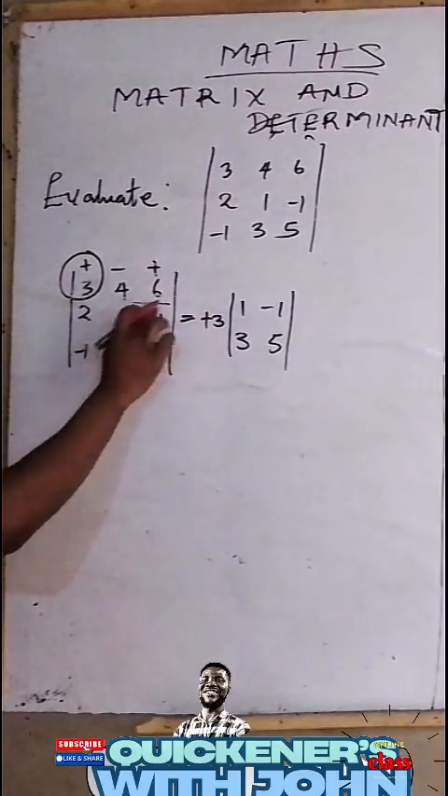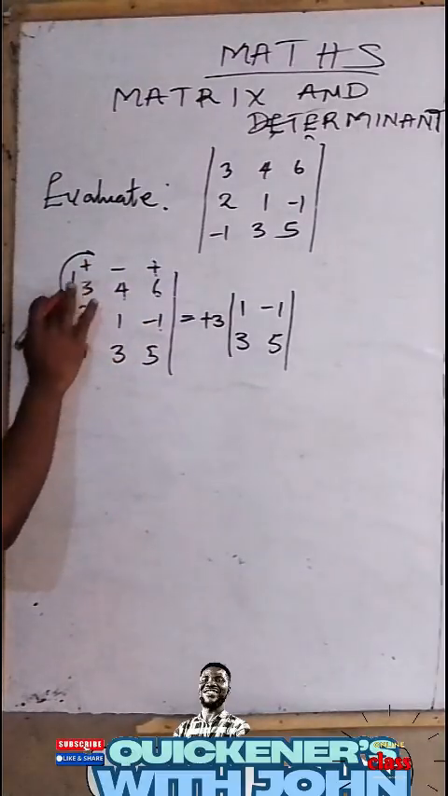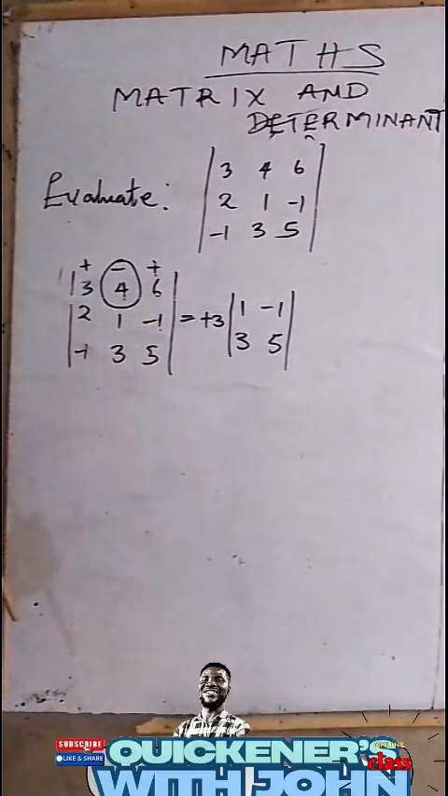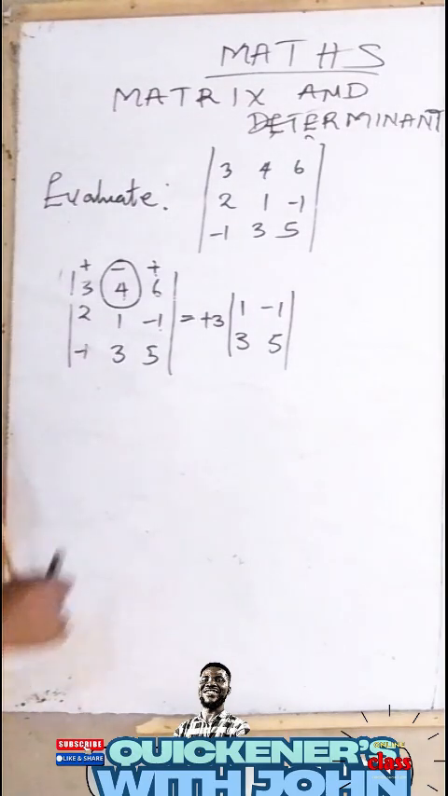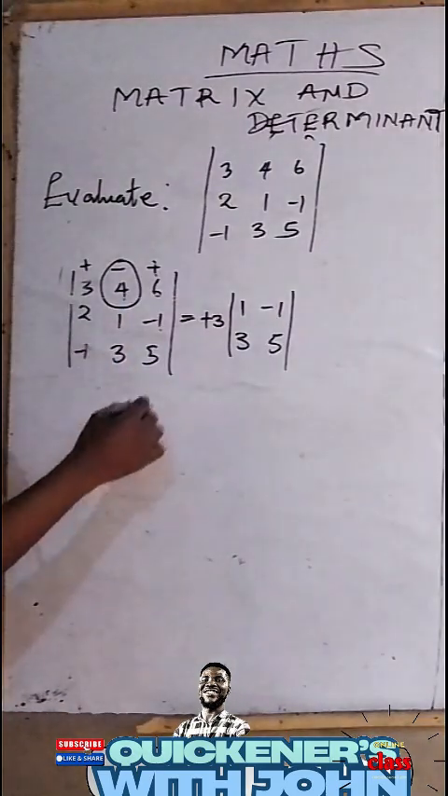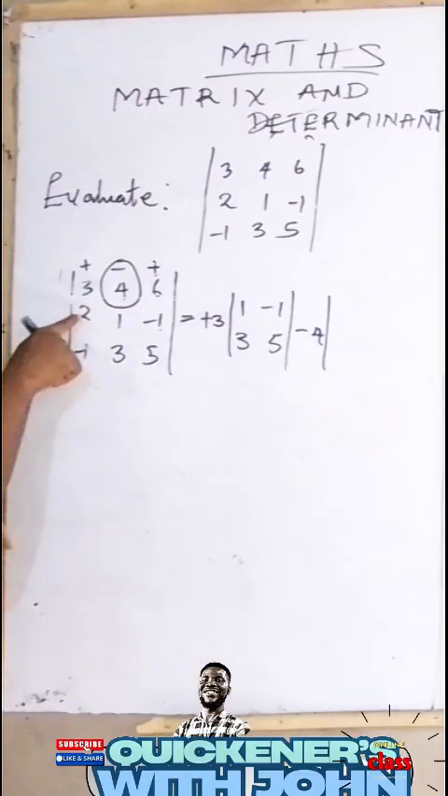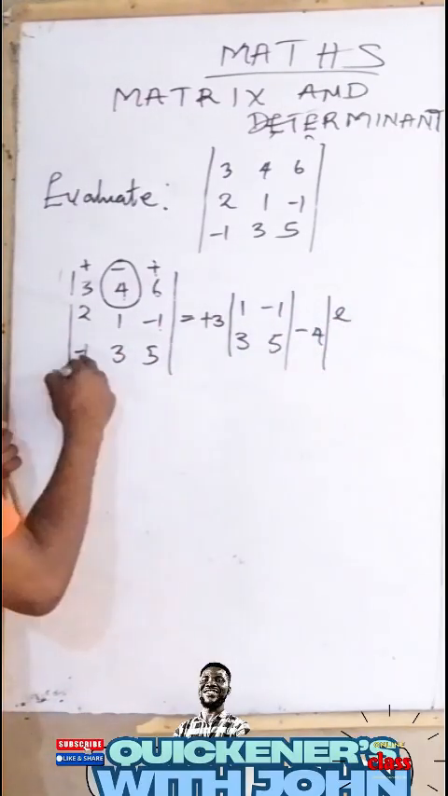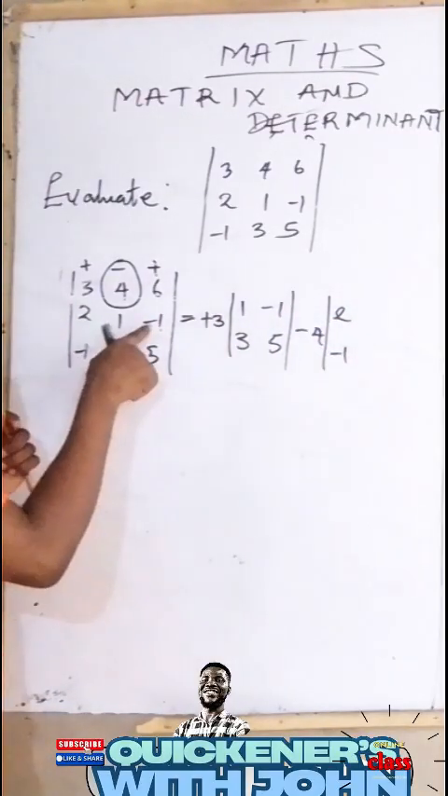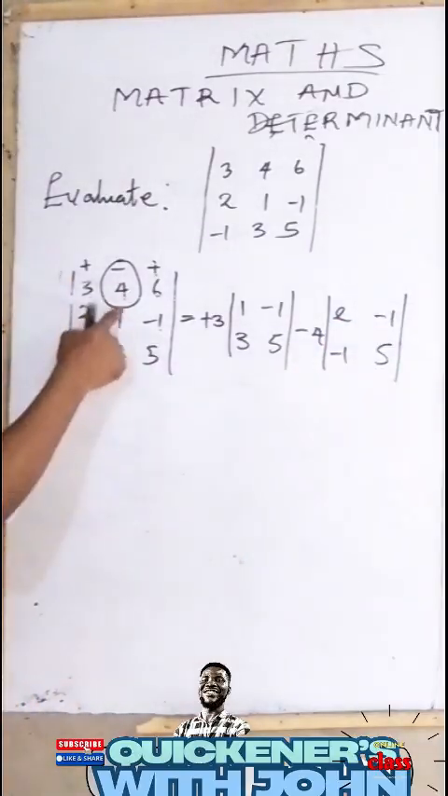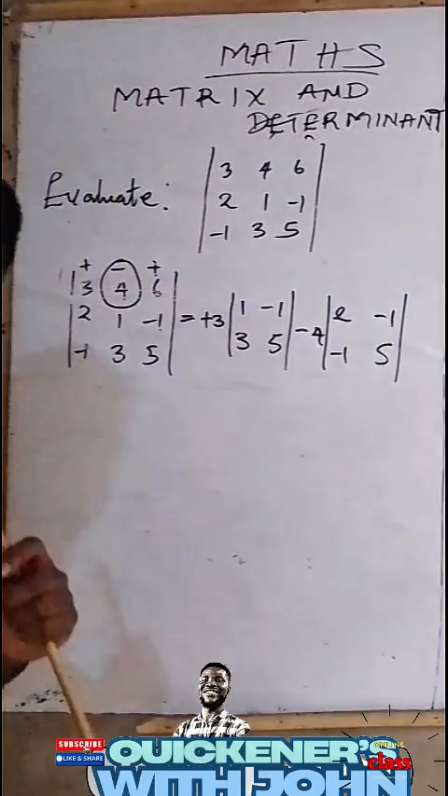Likewise, when I take this 4, by the time I take this 4, I will suspend the row of the 4 and the column of the 4. So I'll have minus 4. Then I will now have another matrix: 2 and minus 1, then minus 1 and 5. You understand? I suspended this one and this other one. You understand what I'm saying?